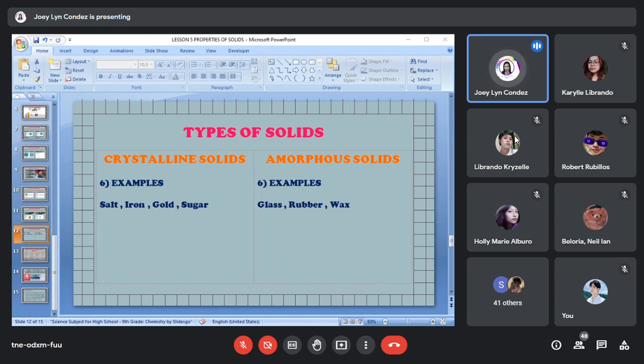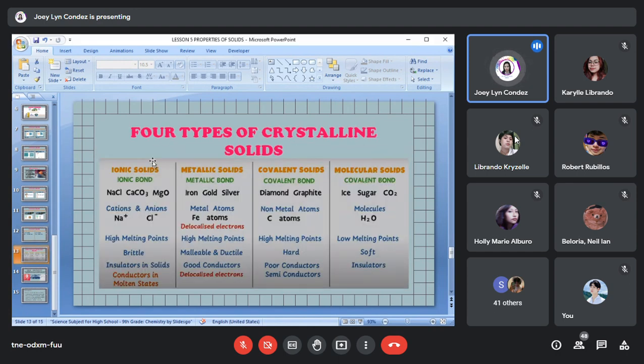So for crystalline solids, there are different types of them. The crystalline solids are not all the same. So let's have the next slide. What are the different types of crystalline solids?